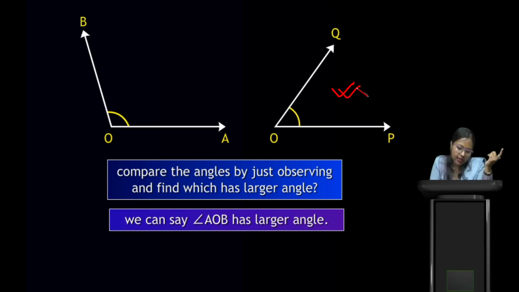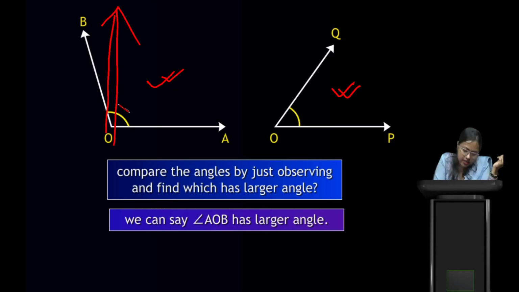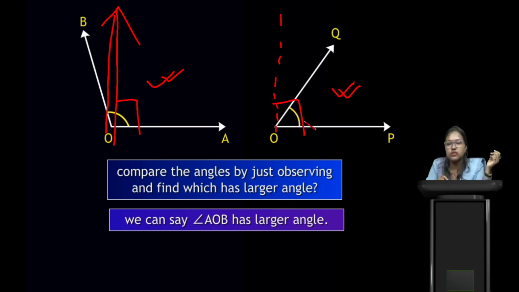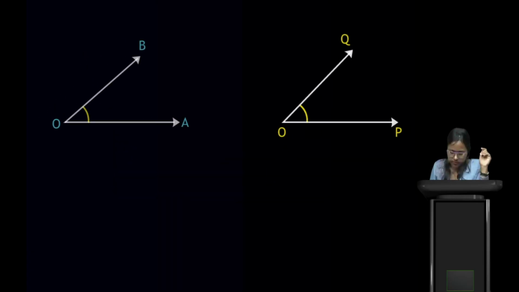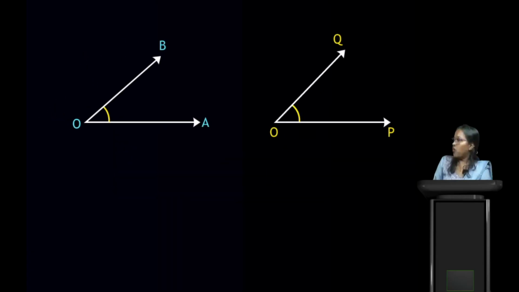This one is an acute angle and this one, BOA, is some obtuse angle because it is crossing 90 degrees. Suppose this is the 90 degree line. So, as it is crossing 90, it is an obtuse angle, obviously greater. And if you draw the 90 degree line, here you see this is smaller than 90 degrees. That means what? It is an acute angle. Okay. Okay, one more pair.